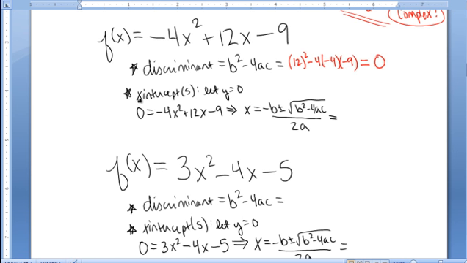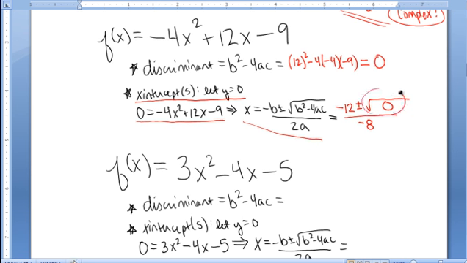If we want to find the x-intercepts of the function, x-intercepts occur where y equals 0, so we let y equal 0 in the equation. Now solving the equation 0 equals negative 4x squared plus 12x minus 9, we can use the quadratic formula. Plugging our coefficients into the quadratic formula, we have x equals negative 12 plus or minus square root of b squared minus 4ac we found is 0, all over 2a is negative 8.